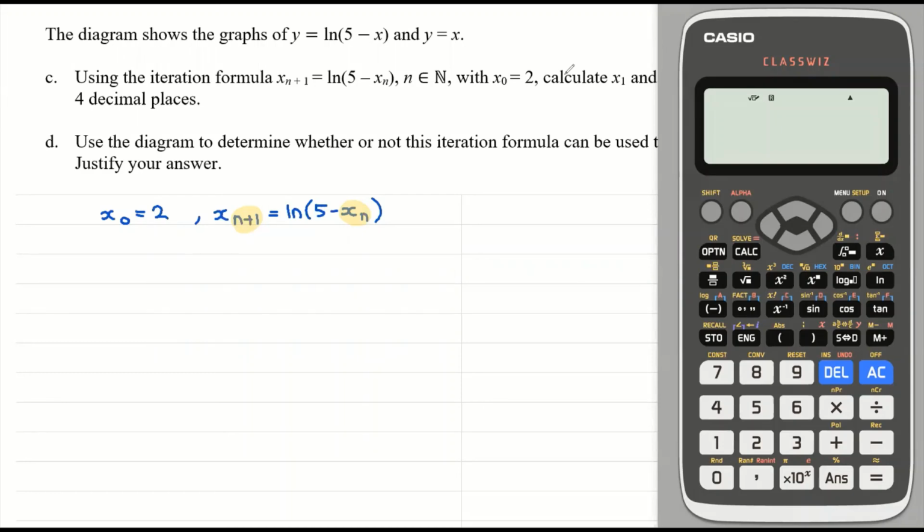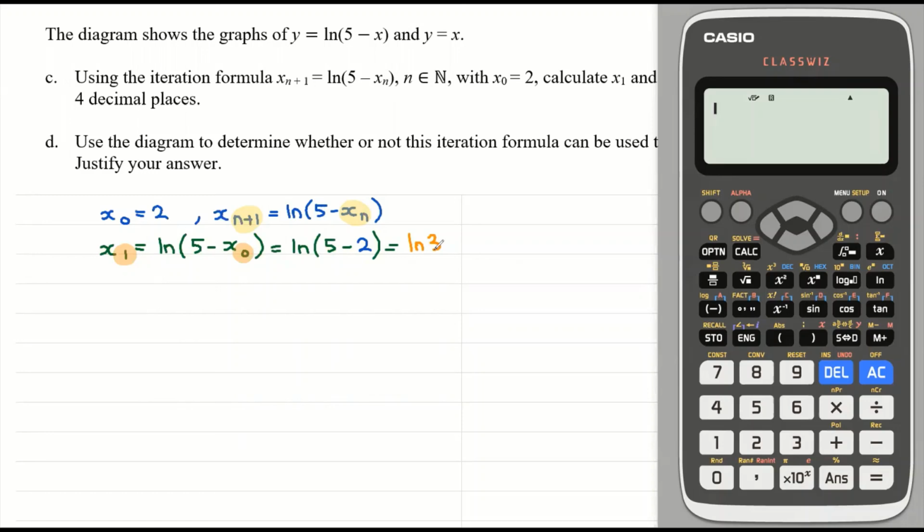All right, so if we write x1, we've got the natural log of 5 subtract x0. So just note, of course, that the subscript here has to be 1 greater than the subscript here, and we can use the value of x0. So this is going to be the natural log of 5 subtract x0, which is 2. That is given to us, so don't worry about that, which is equal to the natural log of 3.